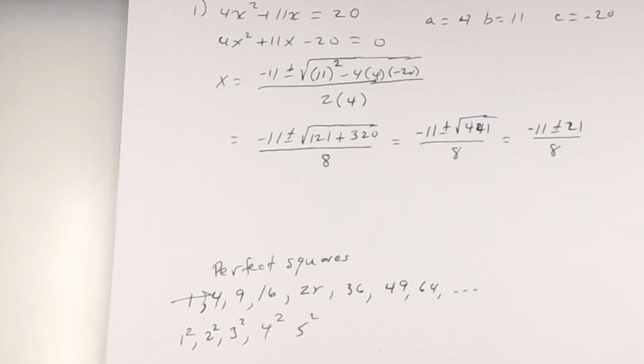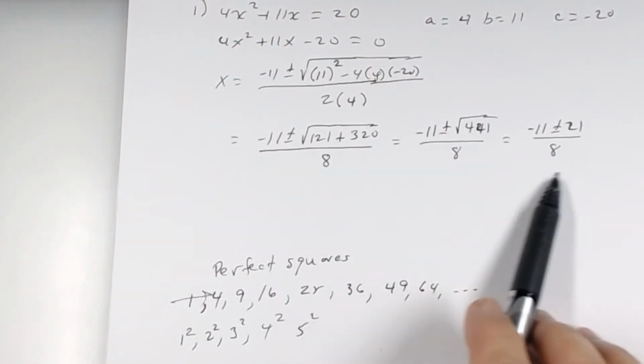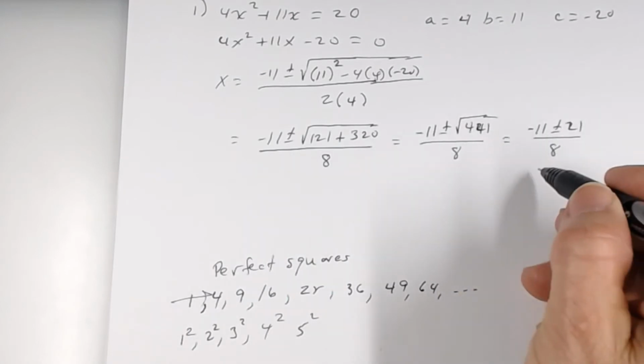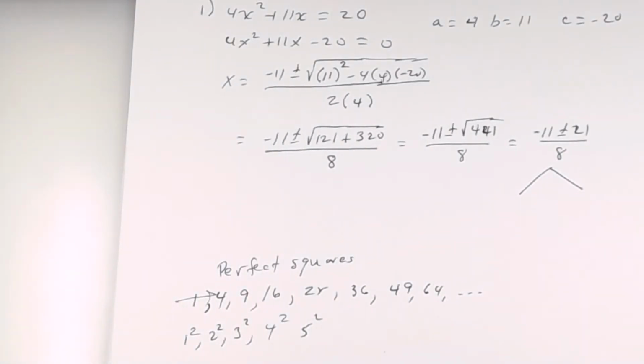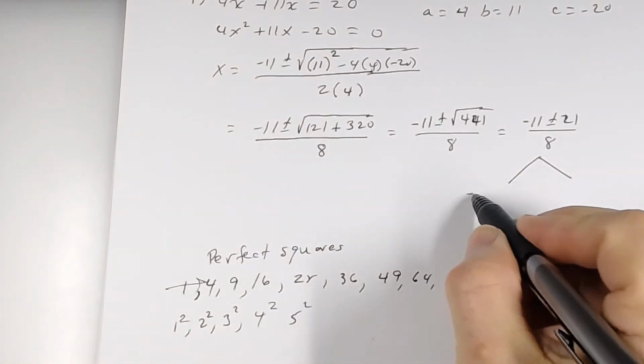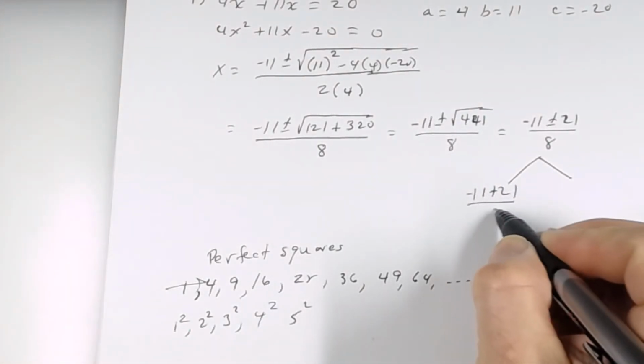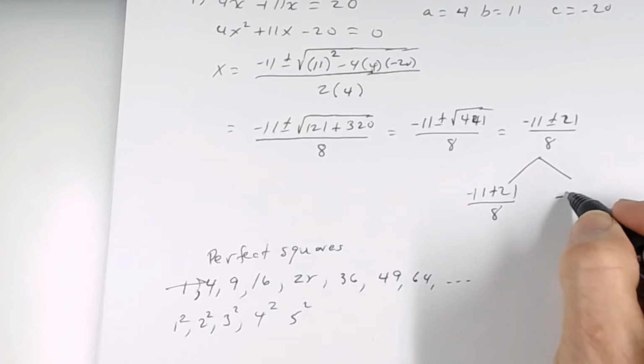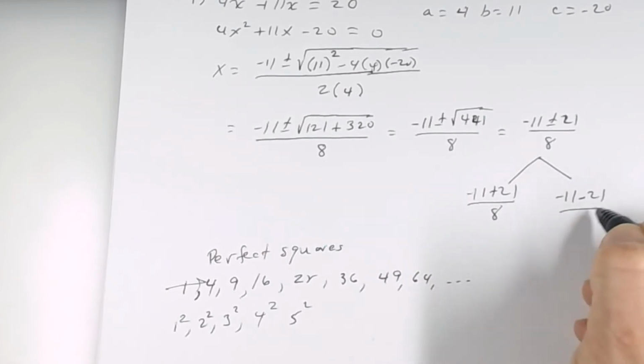Now we're going to do some where we still have square roots in our answer, but here we're not going to have a square root in our answer. So we get this perfect square. Now what I would do next, since there's no square root here, is break it down into 2 parts, just like this. So basically how many solutions do you have? 2. Here's how you write them. You're going to say negative 11 plus 21 divided by 8. And the other one is negative 11 minus 21 divided by 8.